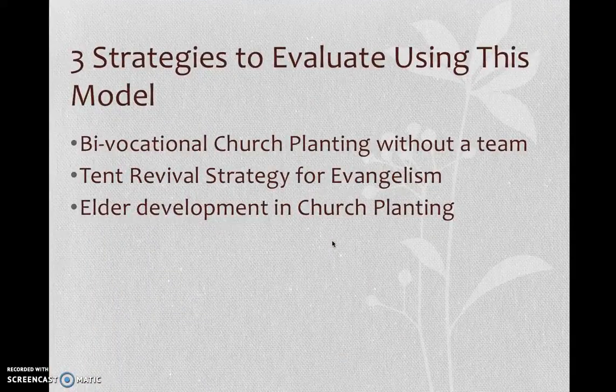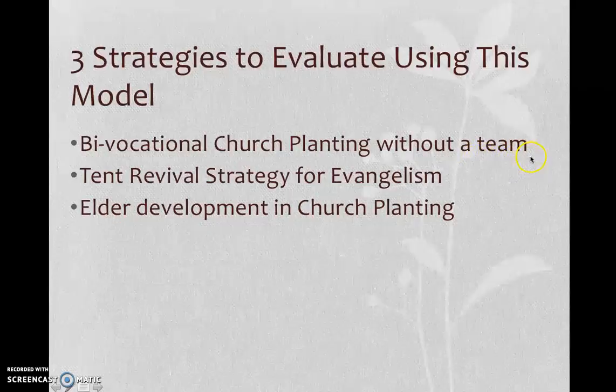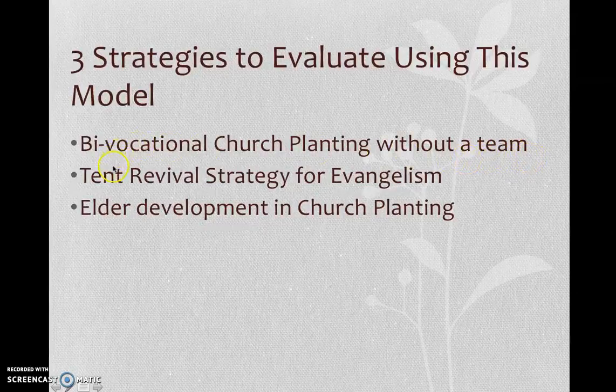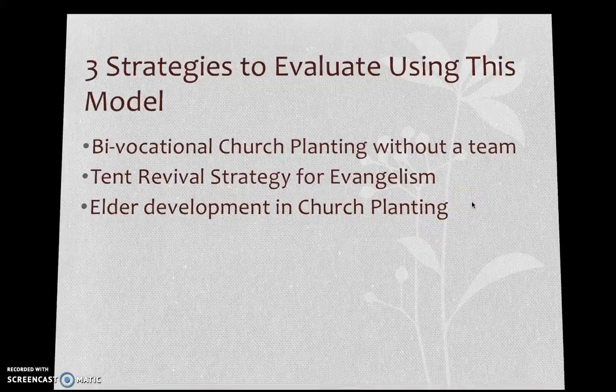All right, so we're going to take this model and apply it to 3 different situations. The first is, let's say a family. A guy wants to church plant bivocationally, wants to do it simply, wants to move to, say, a Baltimore or a Boston or a New York or someplace by himself, church planting without a team. Second, let's say someone wants to do a tent revival strategy for evangelism. We're going to look at that. And then third, a church planter wants to have a process for elder development. So we're going to take a look at that.